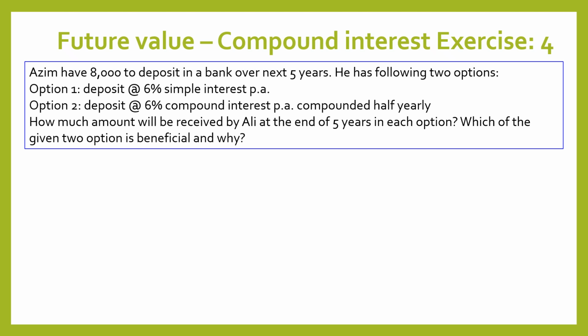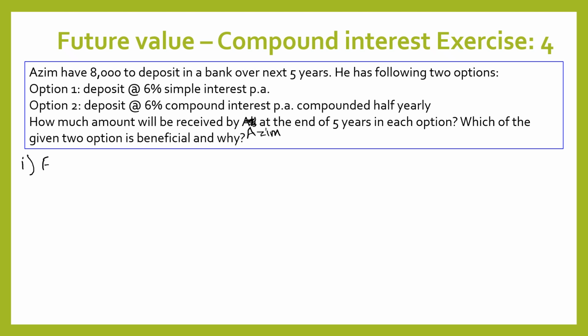So how much amount will be received by Azim at the end of 5 years in each option? Which of the given options is beneficial and why? First we will write option 1. We can see it is simple interest, so write the formula.